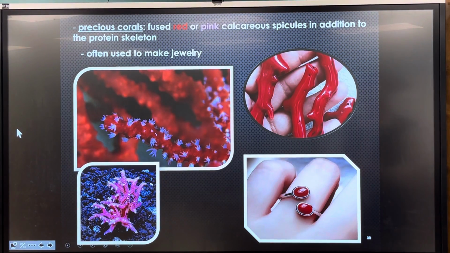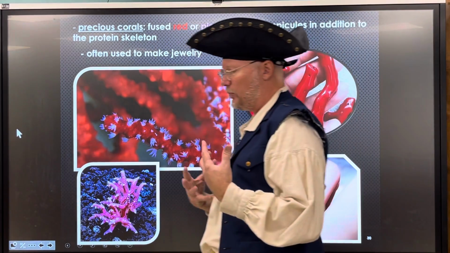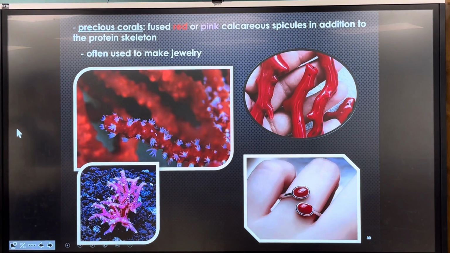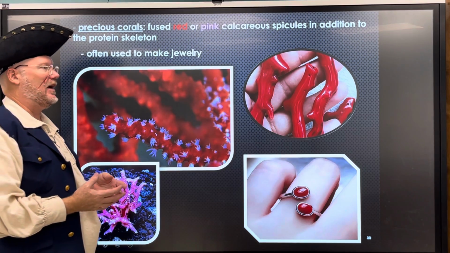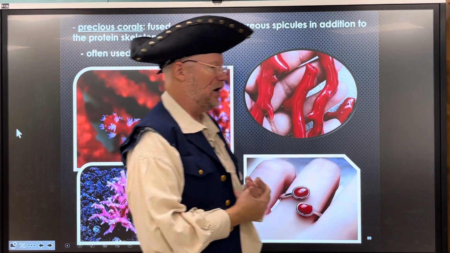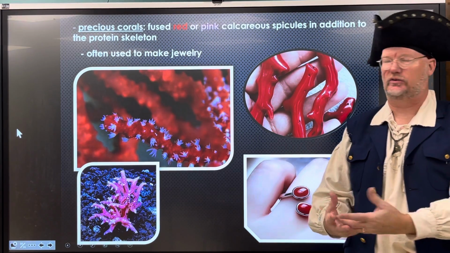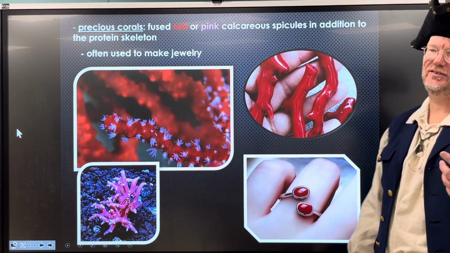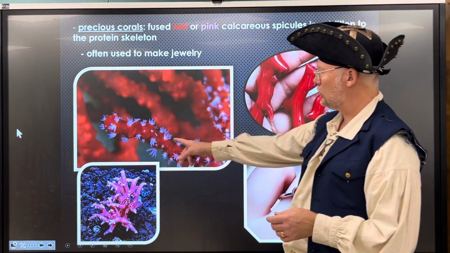Precious corals. These organisms are fused with red or pink calcareous spicules in addition to a protein skeleton. And unfortunately, they have been harvested to the detriment of everything that is in that ecosystem for making jewelry. They're considered a semi-precious stone, actually. So this is what they look like when they're alive.